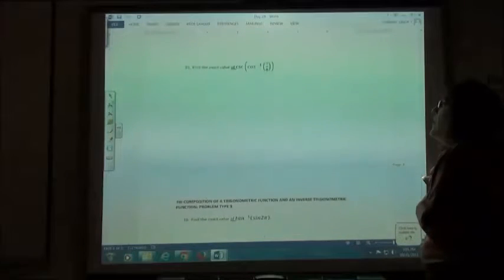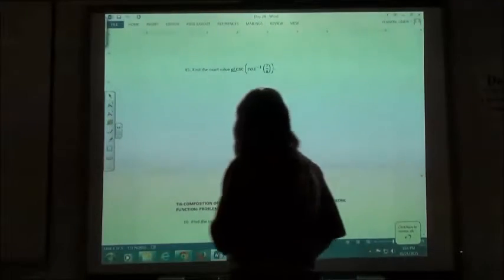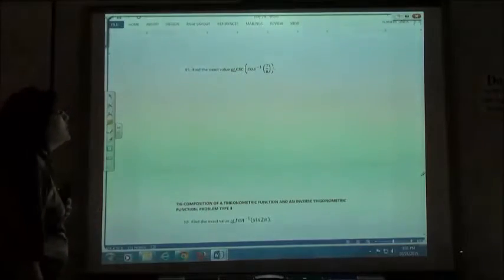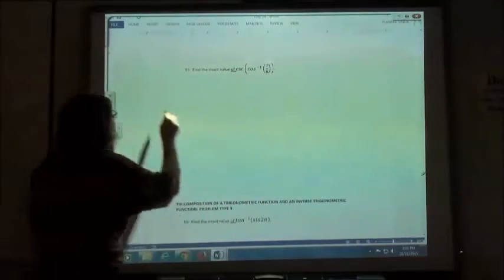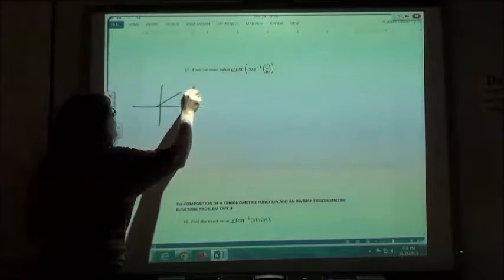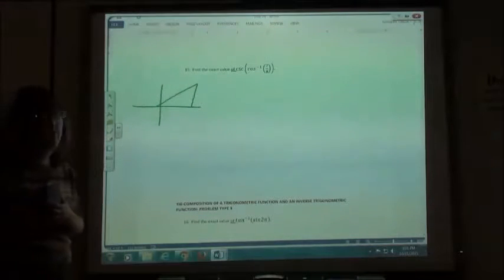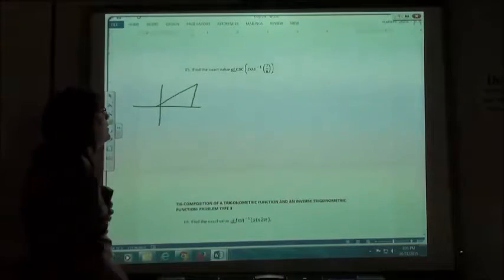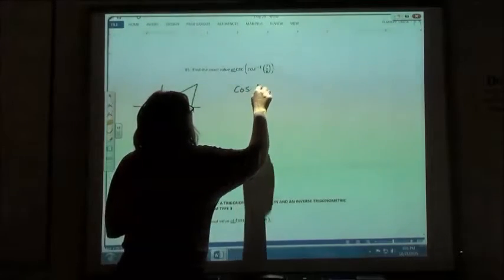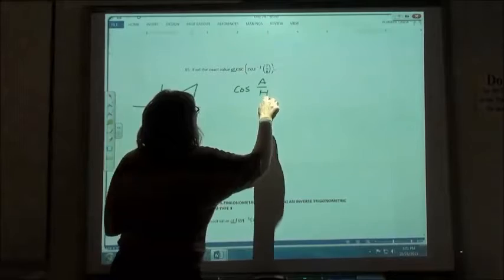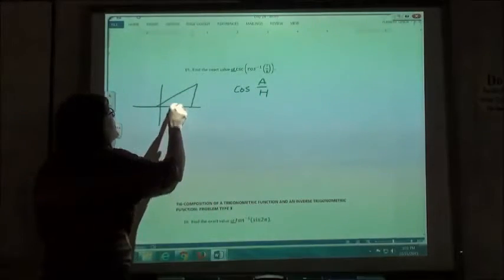Number 15. I am going to do the inverse cosine. My cosine is positive, so since I'm positive, I'm in quadrant 1. For all of them, sine, cosine, and tangent, if it's positive, you're in quadrant 1. My cosine is the adjacent over the hypotenuse, so 7 over 8.